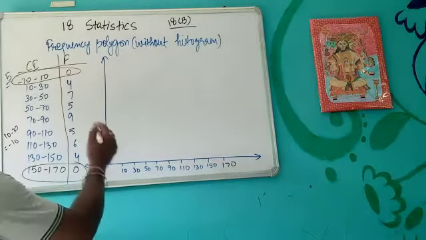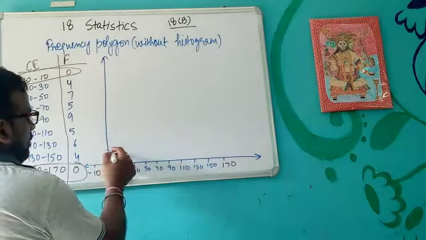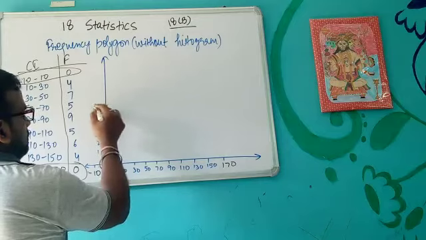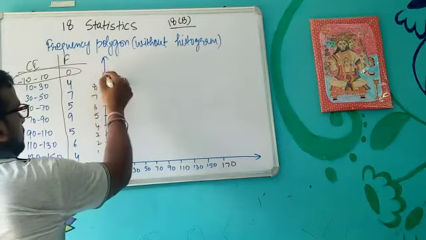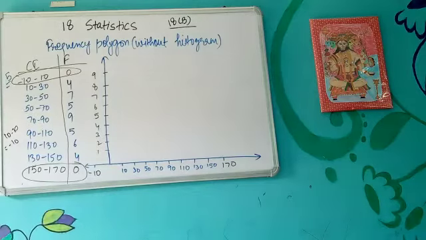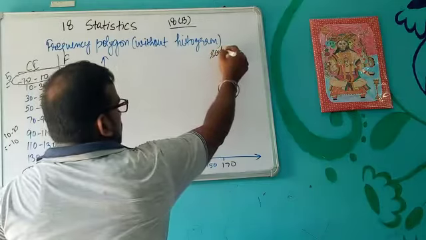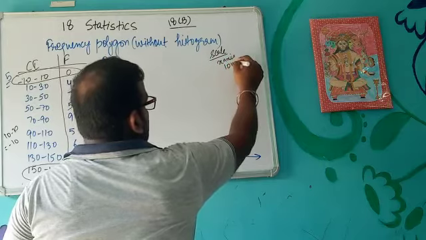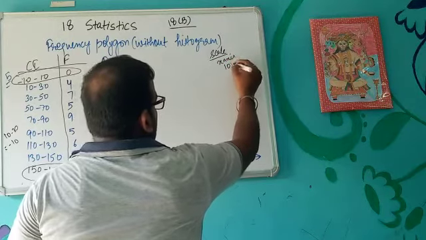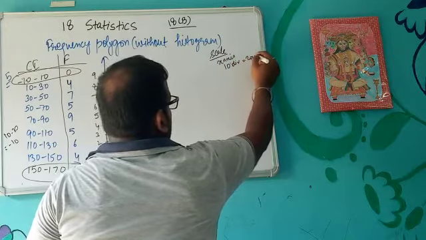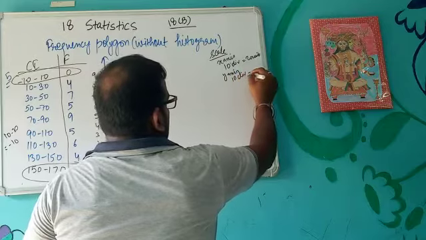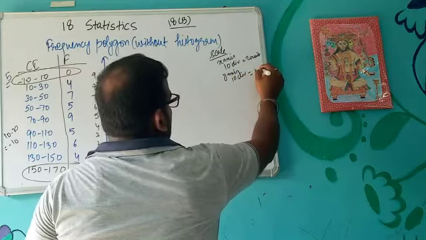Now we will put the values: 1, 2, 3, 4, 5, 6, 7, 8, 9. Simple values are there, so I have taken like this. Then we will write the scale. So what is our scale? On the x-axis, 10 divisions equal to 20 units, and on the y-axis, 10 divisions equal to how much? 1 unit.